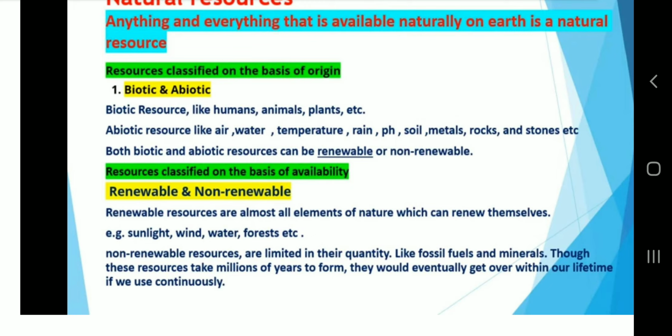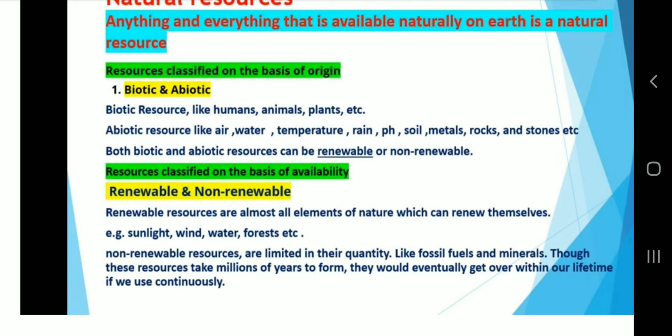Again, resources can be classified on the basis of availability. On the basis of availability, resources can be classified as renewable and non-renewable. Renewable resources are almost all elements of nature which can renew themselves. For example, sunlight, wind, water, forests, etc.